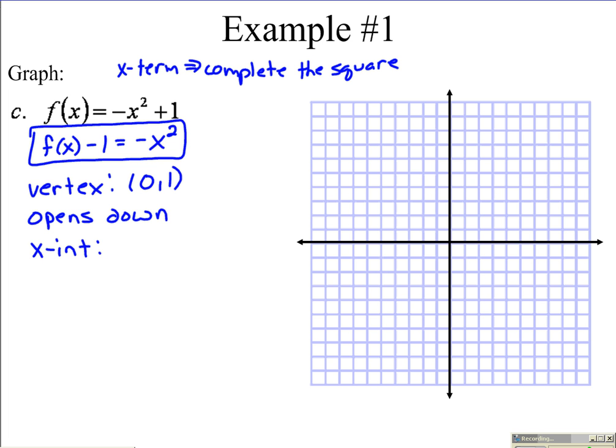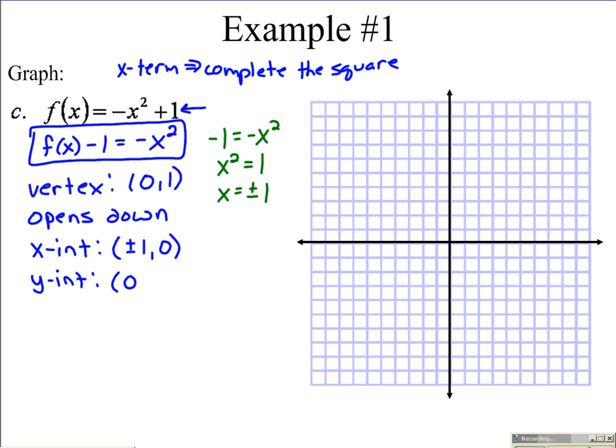X-intercept, we plug in 0 for y. When I plug in 0 for y, we get -1 equals -x squared. Finish solving, we get ±1. So there are our x-intercepts, 2 of them: ±1 and 0. Y-intercept, plug in 0 for x. If I do that up top here in this equation, put 0 in for x, we're left with 1 for y.